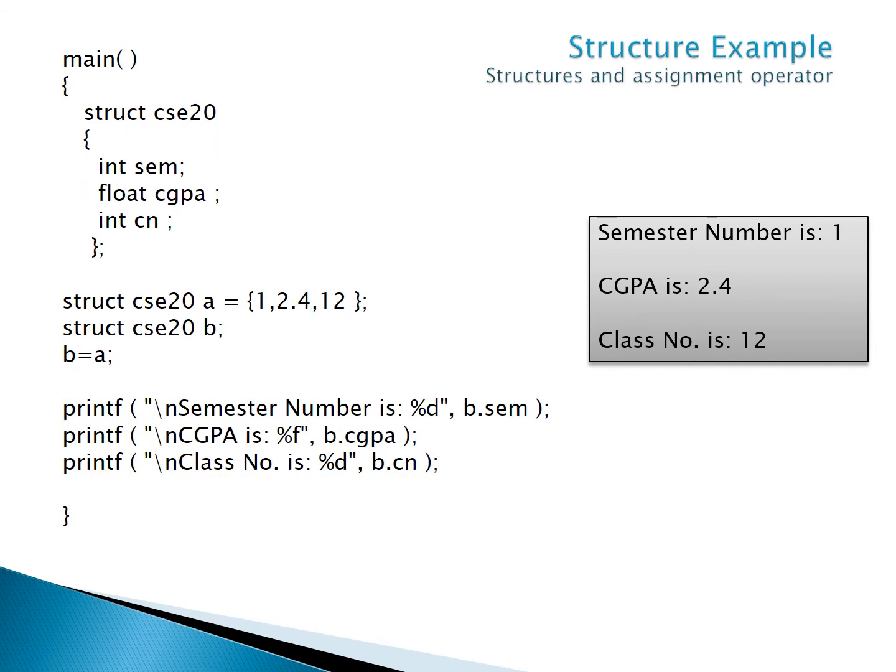Here in this example, we will demonstrate how to use the assignment operator with these structures. So this is the structure, and we have two variables of the structure, A and B. For A, we have the values 1, 2.4, and 12, the same we discussed in previous slides. So these are the values for the first variable A, and the values for the second variable B will be assigned from the A variable using the assignment operator.